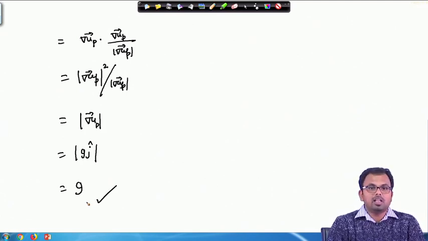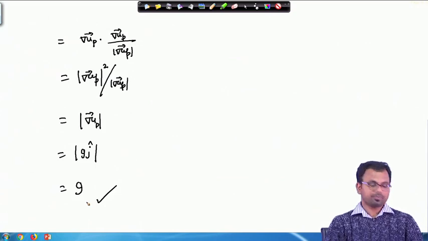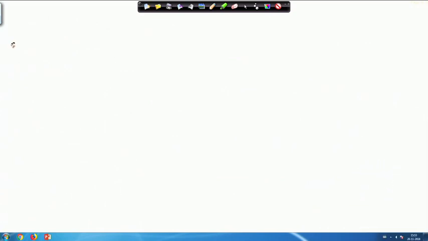If it says to calculate the directional derivative along the direction of maximum rate of change, all you have to do is calculate the gradient of the function at the point P and then take its mod, and that will be the required answer, like in this case what we have obtained. All right. Now, let us consider another example.